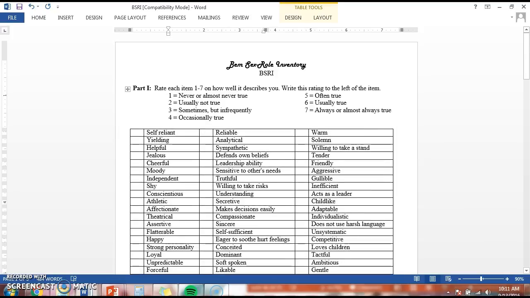Tomorrow we're going to go over what the BEM sex role inventory actually is, and you'll also learn more about what androgyny is and how it is studied.